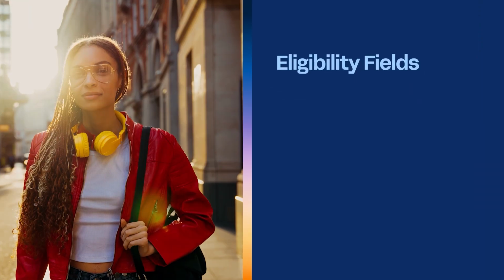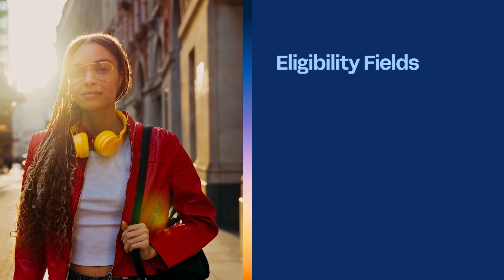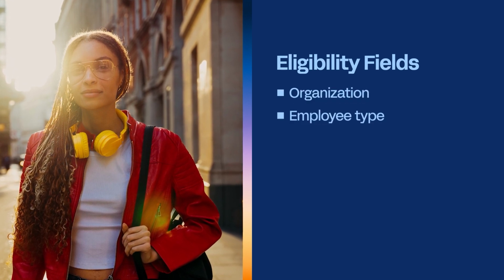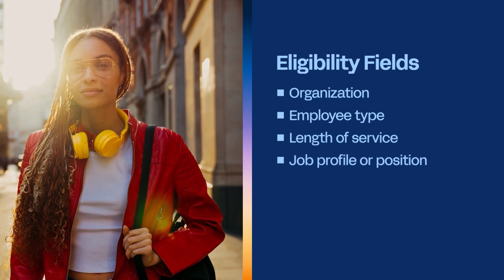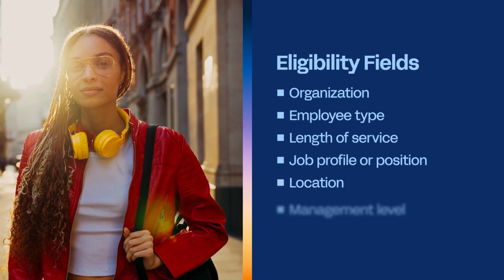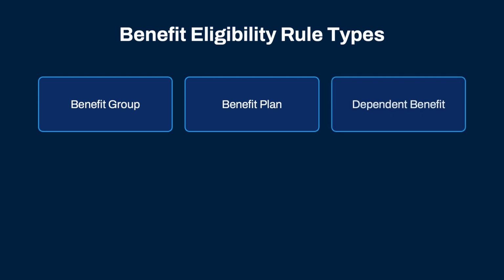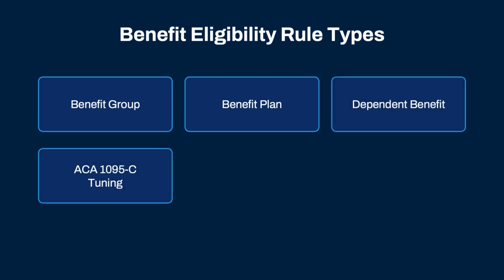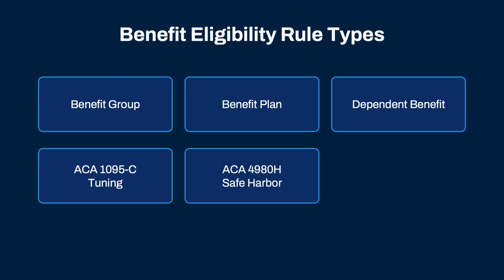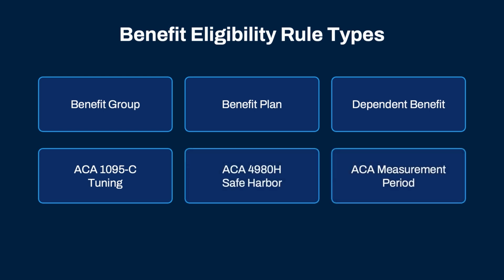The eligibility rules both include and exclude employee populations through derived logical expressions. How your deployment team builds these benefits eligibility rules will vary. Some of the common fields that define eligibility include organization, employee type, length of service, job profile or position, location, and management level. There are 6 different types of benefit eligibility rules that you can use in Workday: benefit group, benefit plan, dependent benefit, ACA 1095C tuning, ACA 4980H safe harbor, and ACA measurement period.